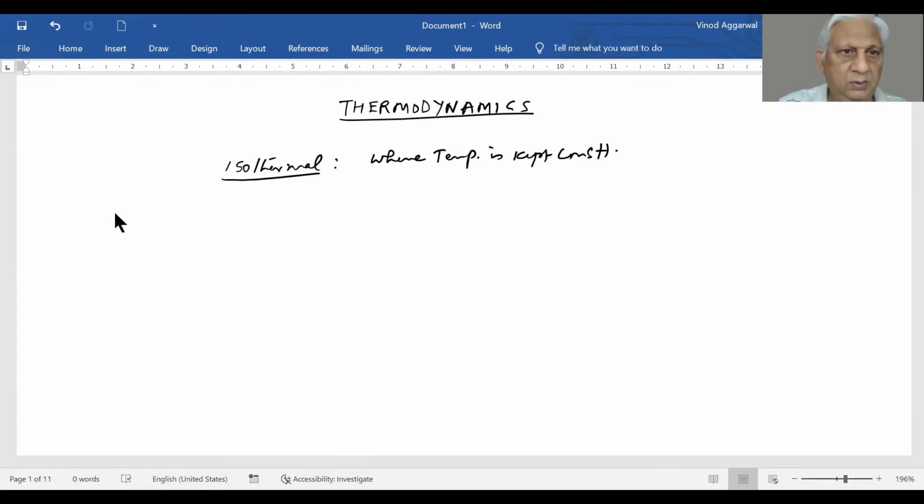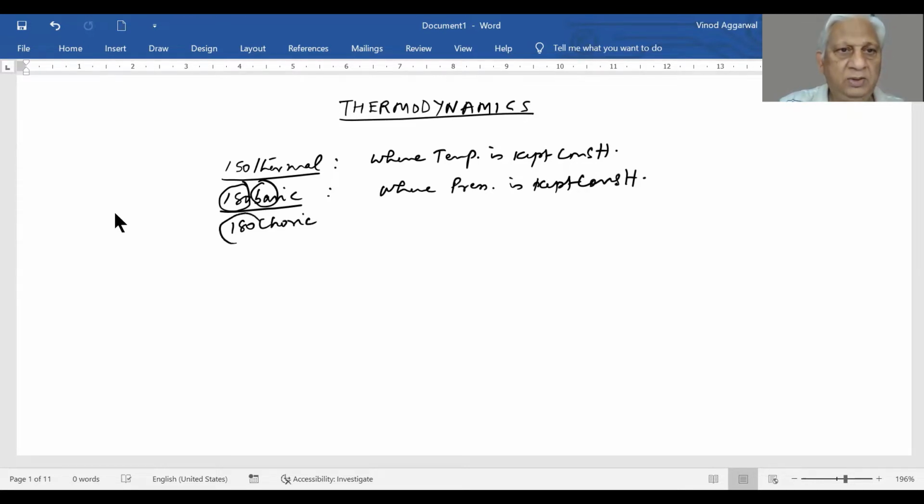Then another is isobaric. Iso means same, bar means pressure, where pressure is maintained constant. Next is isochoric. Iso means same, choric means volume. This is a process where volume is kept constant.